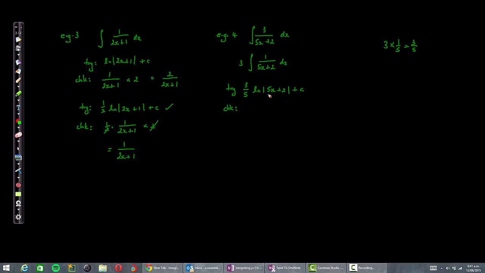Okay, so let's check by deriving. So 3/5 times 1 over 5x plus 2 times the 5, they cancel, and multiplying the two fractions there, sure enough we get our starting function here. So this is definitely the correct answer.